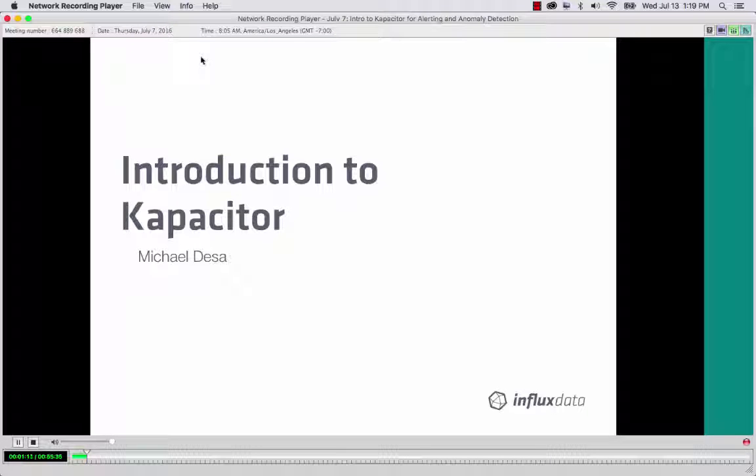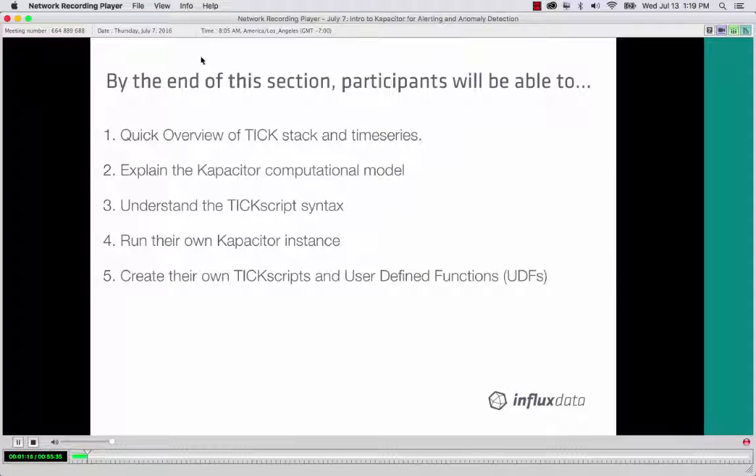The title for this talk is Introduction to Capacitor. Basically, we're going to go through a quick overview of the TICK stack, time series data, and stuff like that, just to make sure everybody's on the same footing. It shouldn't take more than a couple minutes.